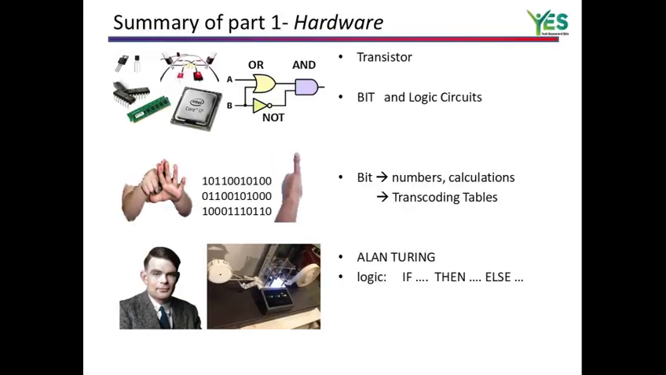Let's summarize the key points we emphasized in the first part of this presentation. First, we talked about the transistor. This component is the basis of all the electronics of our time, with which we make the bits to store data, and the logical circuits, such as the AND or NOT gates, with which we create the logic of programs.